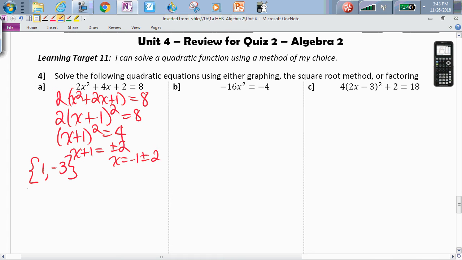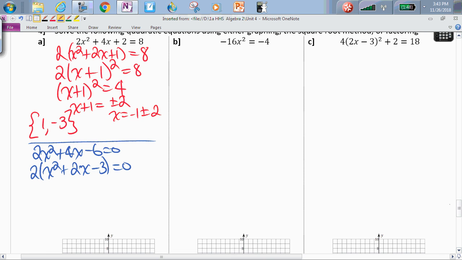Or I could have done it as 2x squared plus 4x minus 6 equals 0, took out a 2, x squared plus 2x minus 3, and had to factor that. I would have had AC is negative 3, so x and x, 3, 1. I'd need a negative 1 and a positive 3 to get up to a positive 2, and then I would have had x equals 1 and x equals negative 3 as my two solutions.